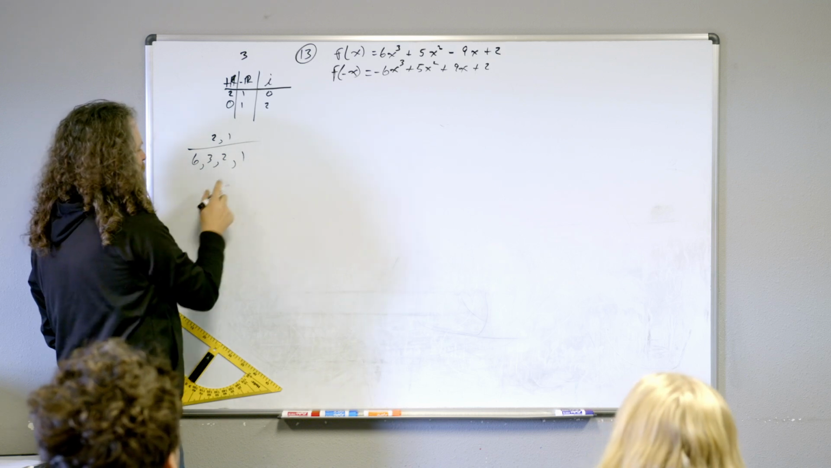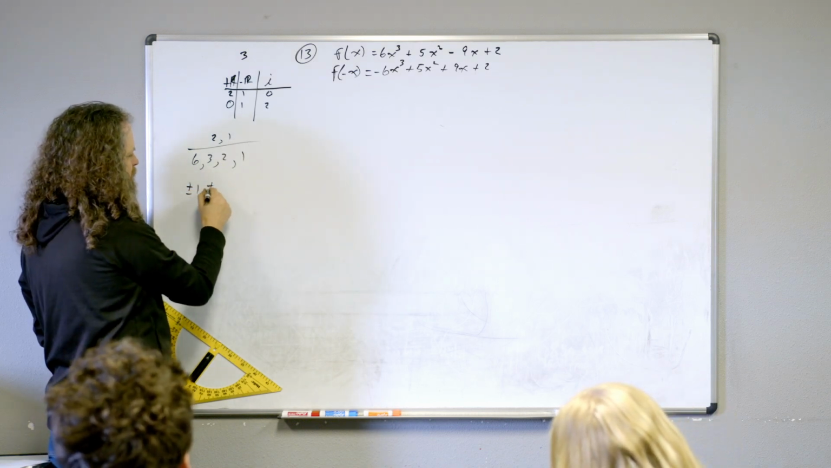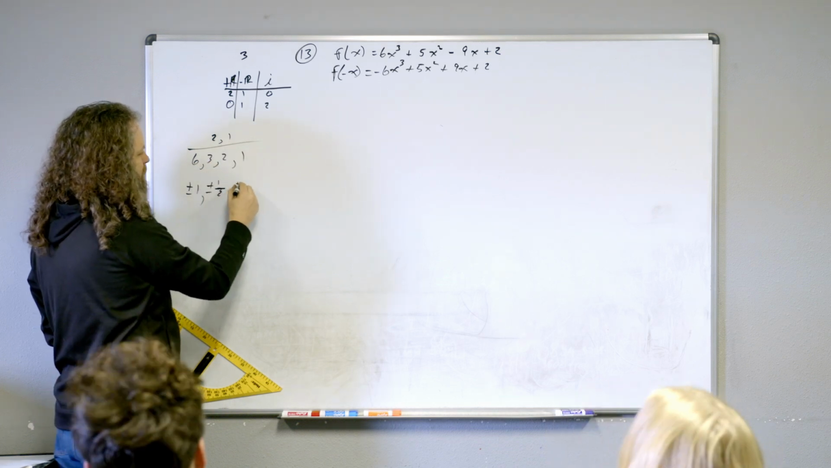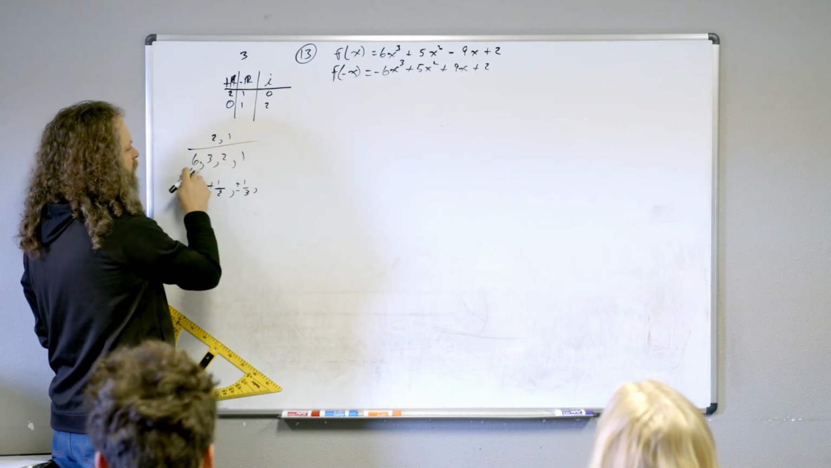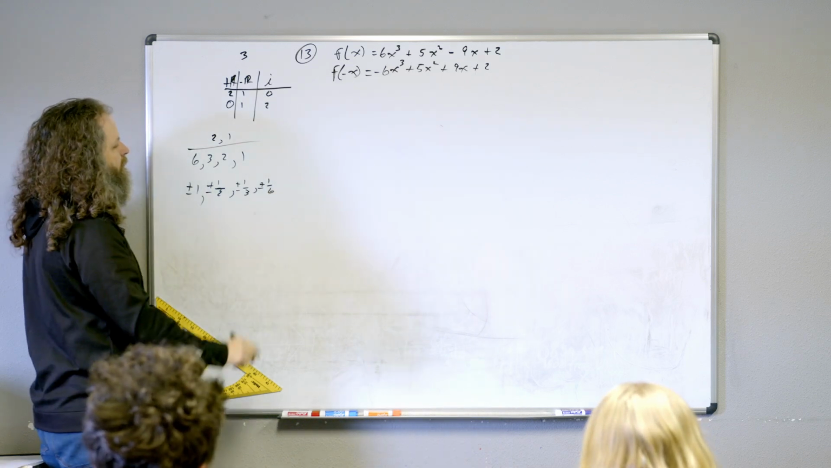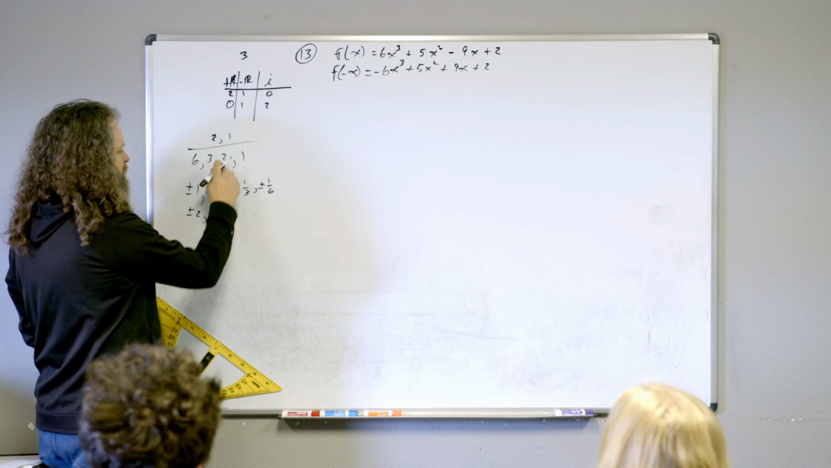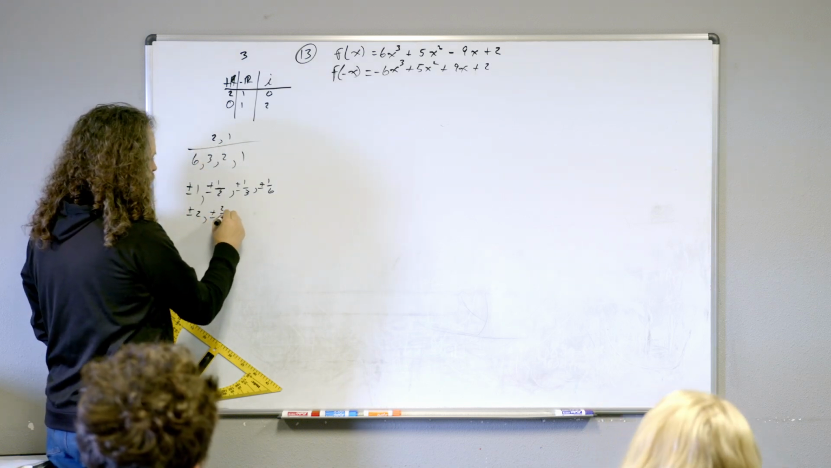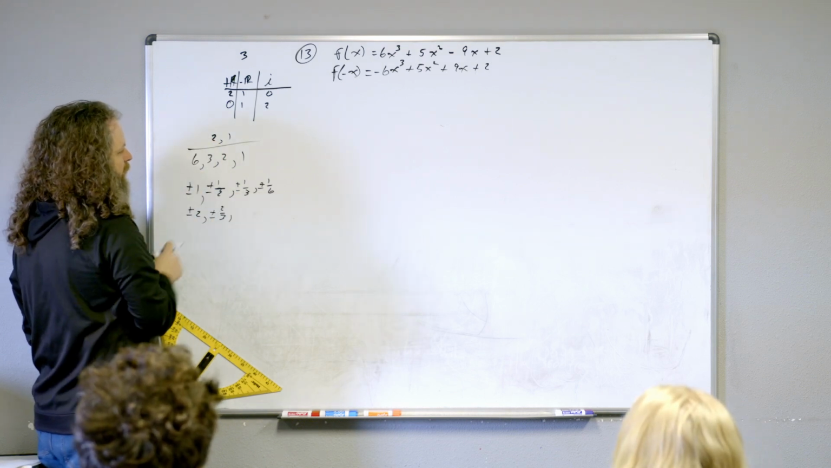So, 1 over 1, so plus or minus 1. 1 over 2, plus or minus a half. 1 over 3, plus or minus a third. 1 over 6, plus or minus a sixth. And then 2 over 1, plus or minus 2. 2 over 2 is plus or minus 1. 2 over 3 is plus or minus 2/3. Circle that one. 2 over 6 is 1/3. We've already got that one.